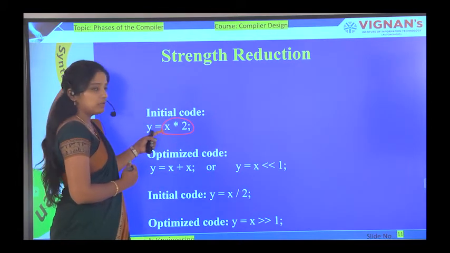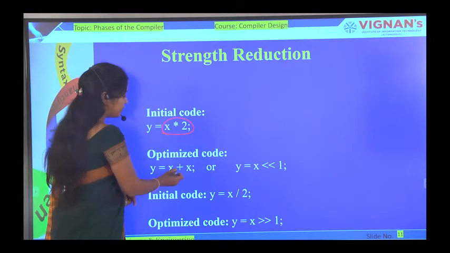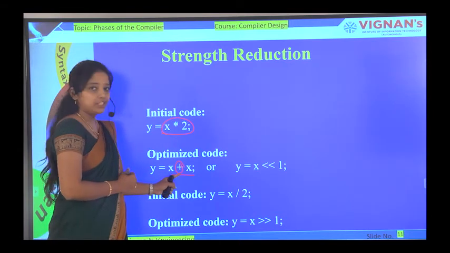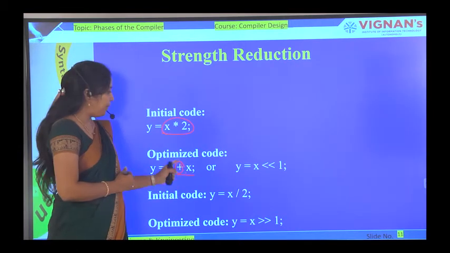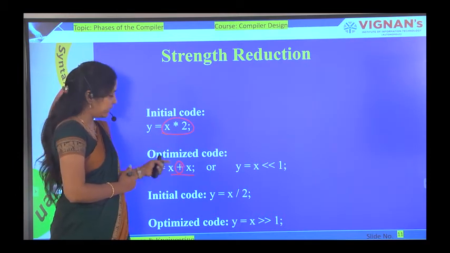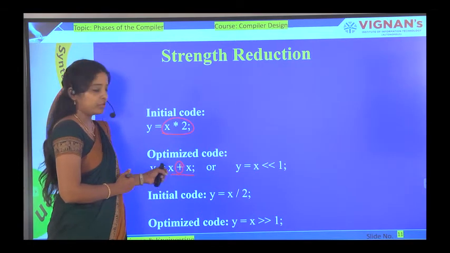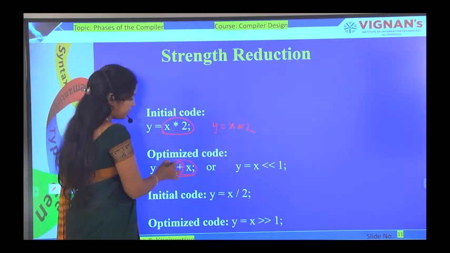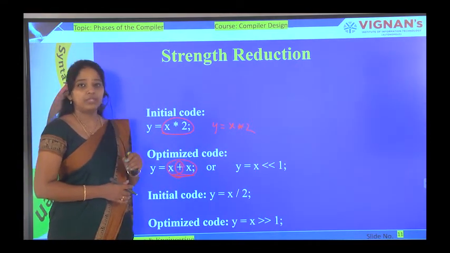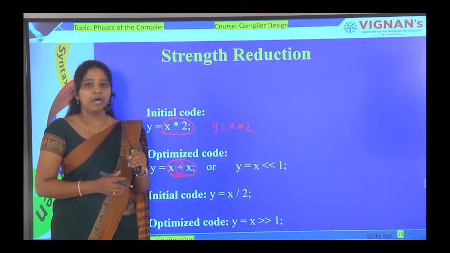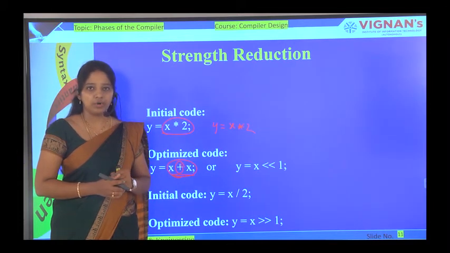Obviously multiplication will have the higher precedence. So that expression is replaced with addition by writing x plus x, because addition has lower strength compared to multiplication. That's why the multiplication operator is replaced with the addition operator. Now y is equal to x into 2 is replaced with y is equal to x plus x, without changing its output. So we are transforming the statements of higher precedence operators with lower precedence operators without changing its output.